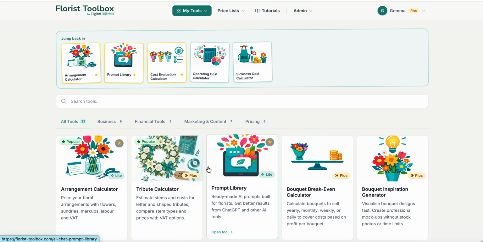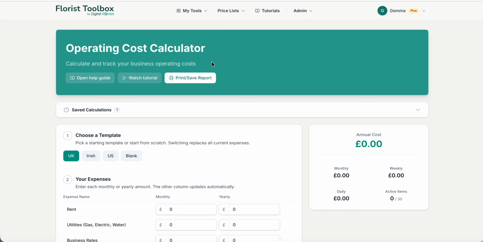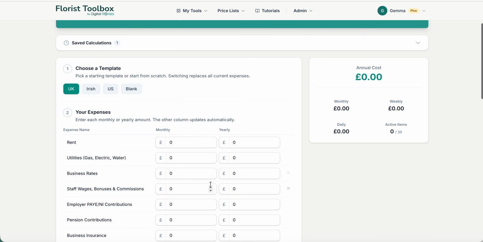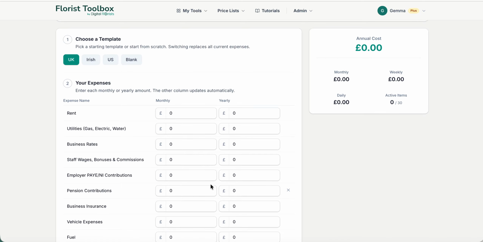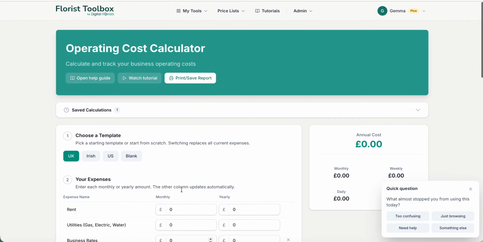And basically it's quite a simple calculator, but the idea is it tells you with various prompts where you need to put figures in, what you need to be working out, how much you need to spend a month or a year. And a lot of these figures you need to put a figure against them regardless of whether you sell a flower. So your rent, that needs to be paid whether you sell a bouquet or not. So these are what are called your operating costs, and they are fixed costs of doing business.